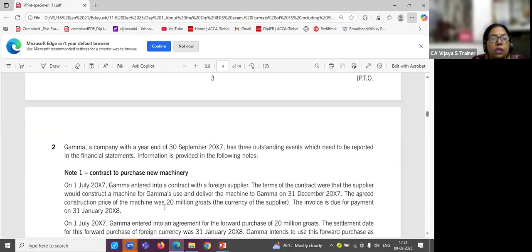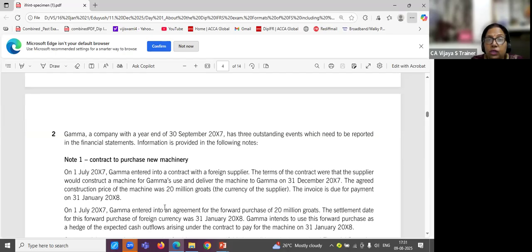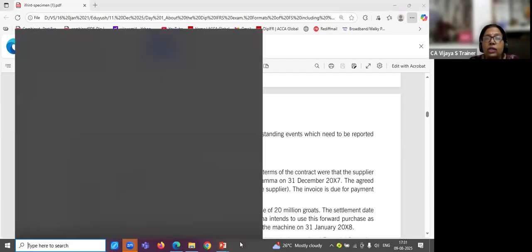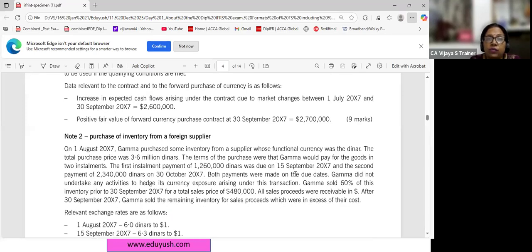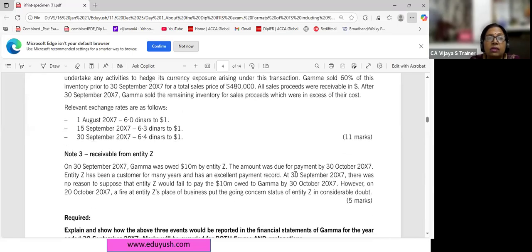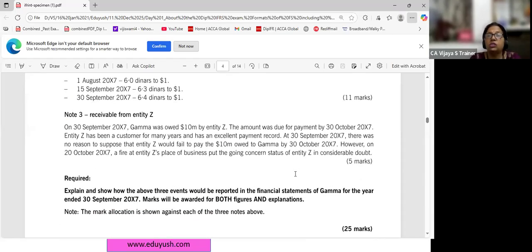this is question 2. He talks of Gamma, which has a year end of 30th September and has 3 outstanding events that need to be reported in the financial statements. Okay. So as I told you, one company with 2 or 3 outstanding events. So one is on a contract to purchase some machinery. Next is a purchase of inventory from a foreign supplier. And third is some receivables. Okay. So there were three outstanding events, and he's asking you to explain and show how the events would be dealt with in the financial statements. So that's question 2. Question 3 is also on similar lines.